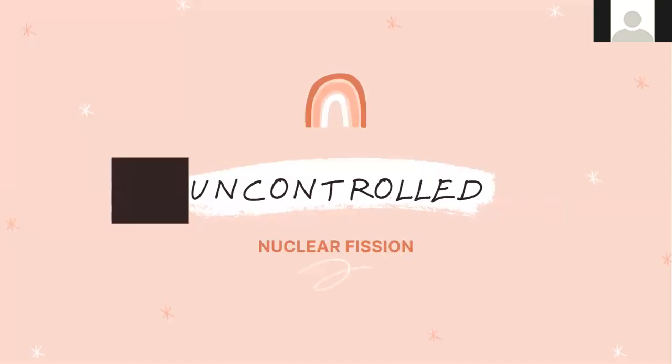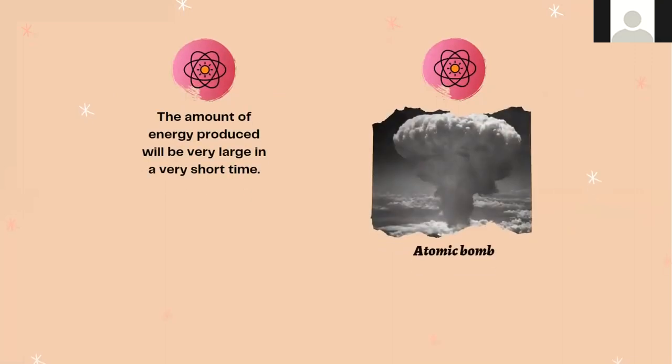The second one is uncontrolled nuclear fission. The amount of energy produced will be very large in a very short time in uncontrolled nuclear fission. Uncontrolled nuclear fission is exactly the same as controlled nuclear fission, just that it's not one neutron involved in the next process, but more than one neutron working for the next fission. The example is an atomic bomb or any bomb.